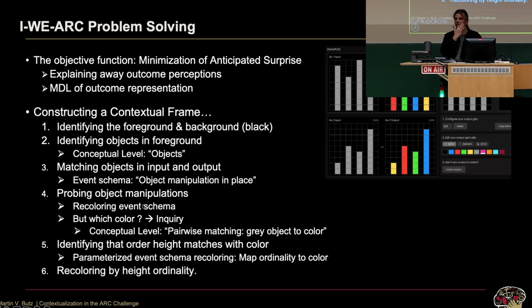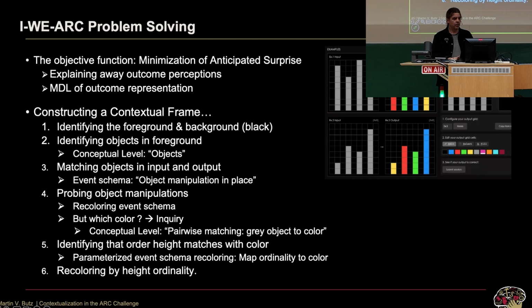These objects I can match one-to-one, but there's some recoloring involved. So recoloring concepts come in. We all have a recoloring concept in our head, like coloring an object in a certain way. But which color? That leads to an internal inquiry, like a subcontextual situation, where I have a pairwise matching between these individual objects and colors. And then I might identify that ordered height matches with color. Then I see that there must be a parameterized event schema, which is recoloring, and I map the ordinality with respect to height to color. That is what I'm doing in the end, and that is how I can solve this final task.